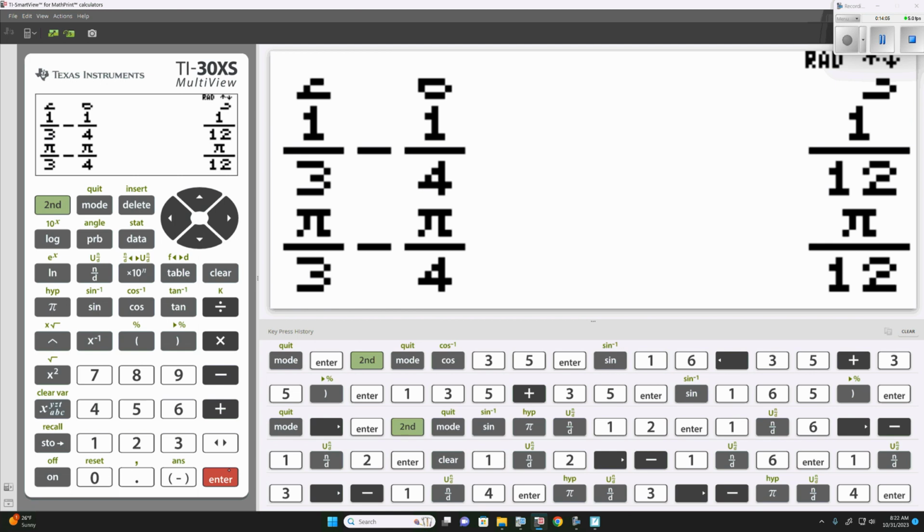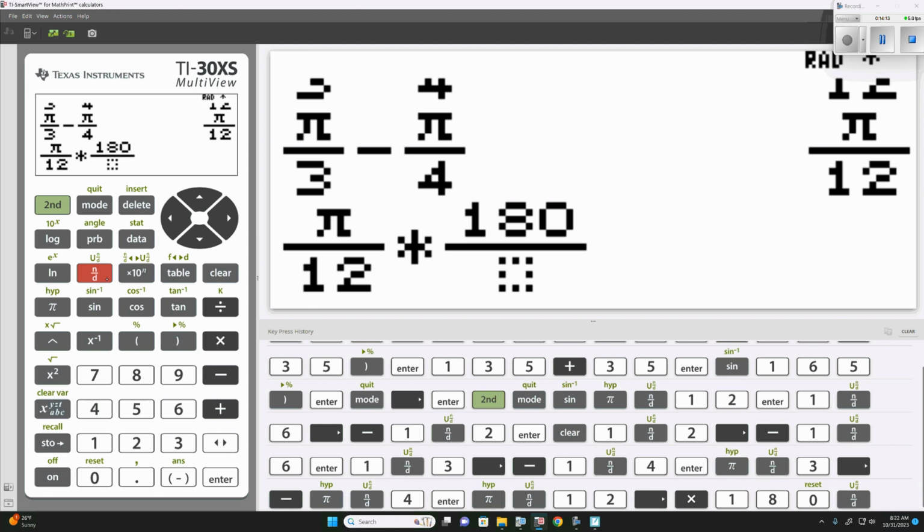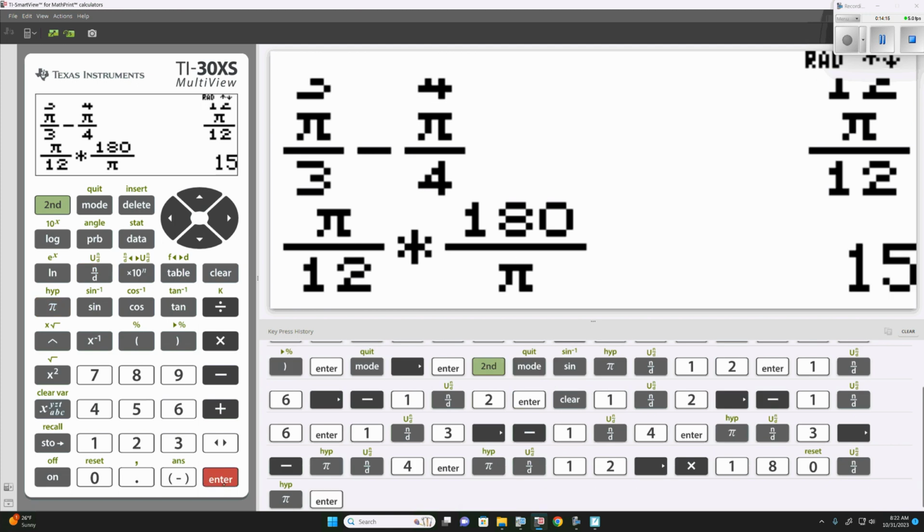pi over 12. Now, another way we could have gotten that is, because trying to work in radians isn't always the easiest to think of, I can convert it to degrees, 15 degrees. So now we're looking at 0, 30, 45, 60, 90, 120, 135, going all the way around. And we're trying to get to 15 degrees.